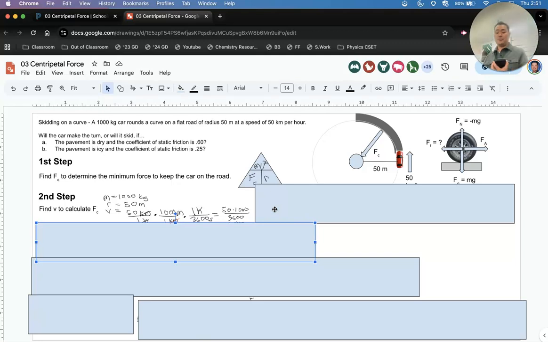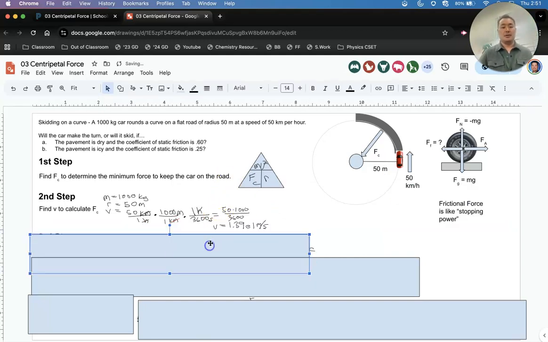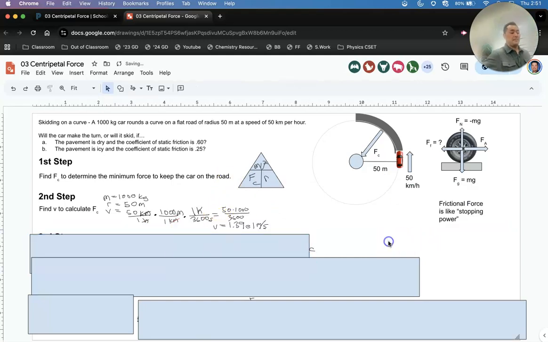So go to the hundredths, 1.39, just like you did, but then multiply it by the exponent, which is E what? 1. And that is our velocity. Now we can plug our velocity into our force equation.